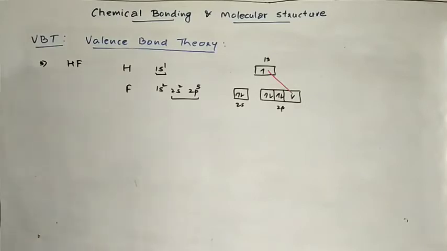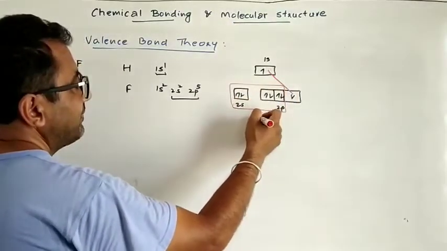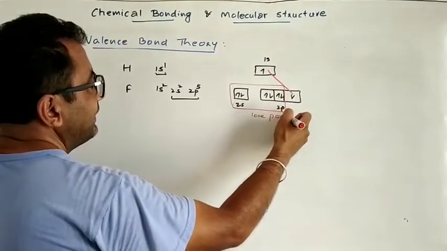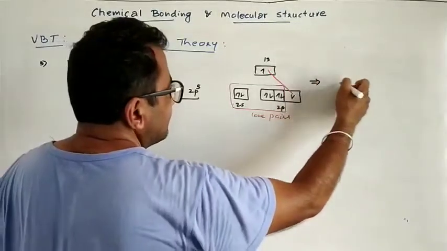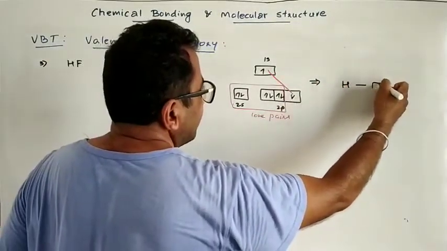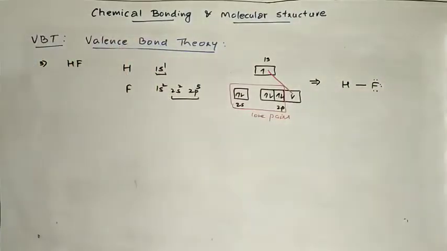So what were these three? These three are the lone pairs on fluorine. So we'll write the structure: H single bond F. This type of bond is formed.